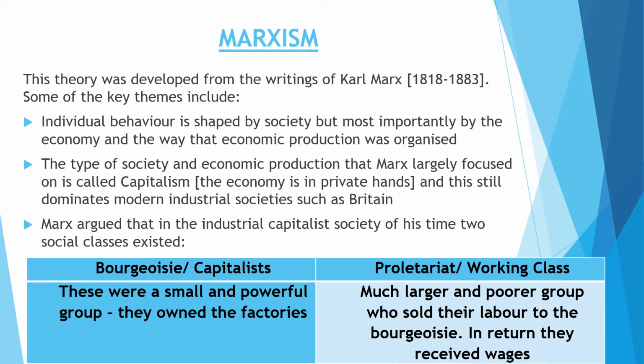Now, the key thinker in this theory was Karl Marx, and his key ideas and themes were that individual behaviour is shaped by society, so we are controlled by society. That's a structural approach, very similar to functionalism. The type of society and economic production that Marxism has is called capitalism, so it centres itself around capitalism, and there are two social classes, we mentioned the bourgeoisie and the proletariat.